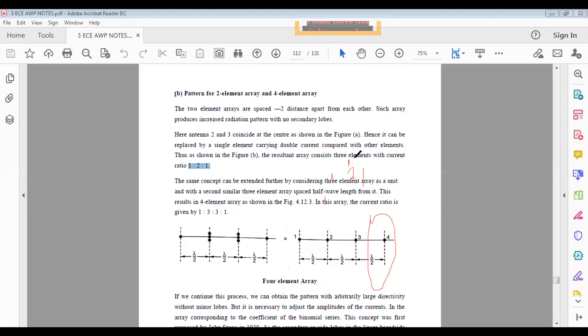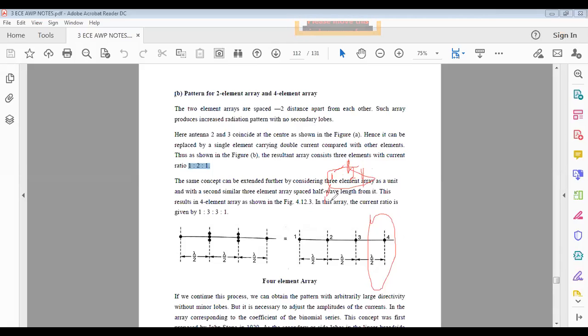See here, when we consider the three element array, then the current excitation amplitude is like this. This is called binomial expansion. Take the 1 here, take the 1 here, 1 plus 1 is 2, again the same 1. Similarly I take the 1 here.